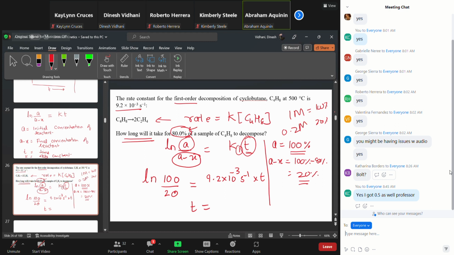Professor, if it's one sample, wouldn't all of it be 1 molar? Wouldn't it all be the same concentration? No, it's not going to be, because 80% is already decomposed, so it has to be 0.2. If you start with 1 molar, then you are left with 0.2. Oh, I understand. Okay. Perfect. So guys, what is the answer in this case?